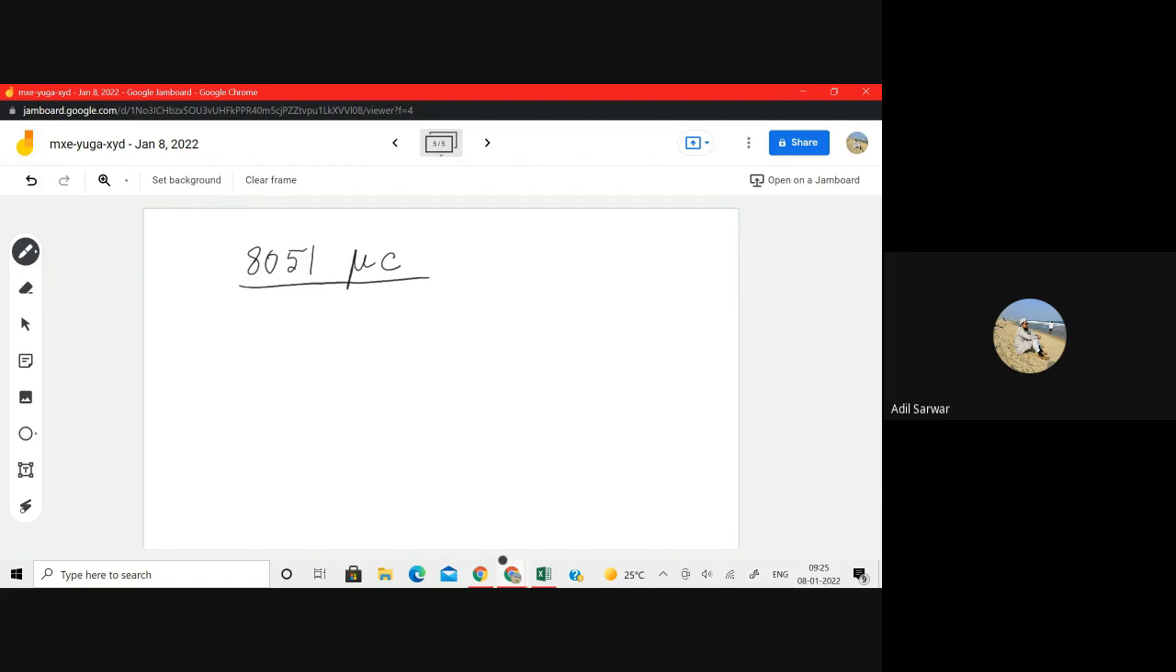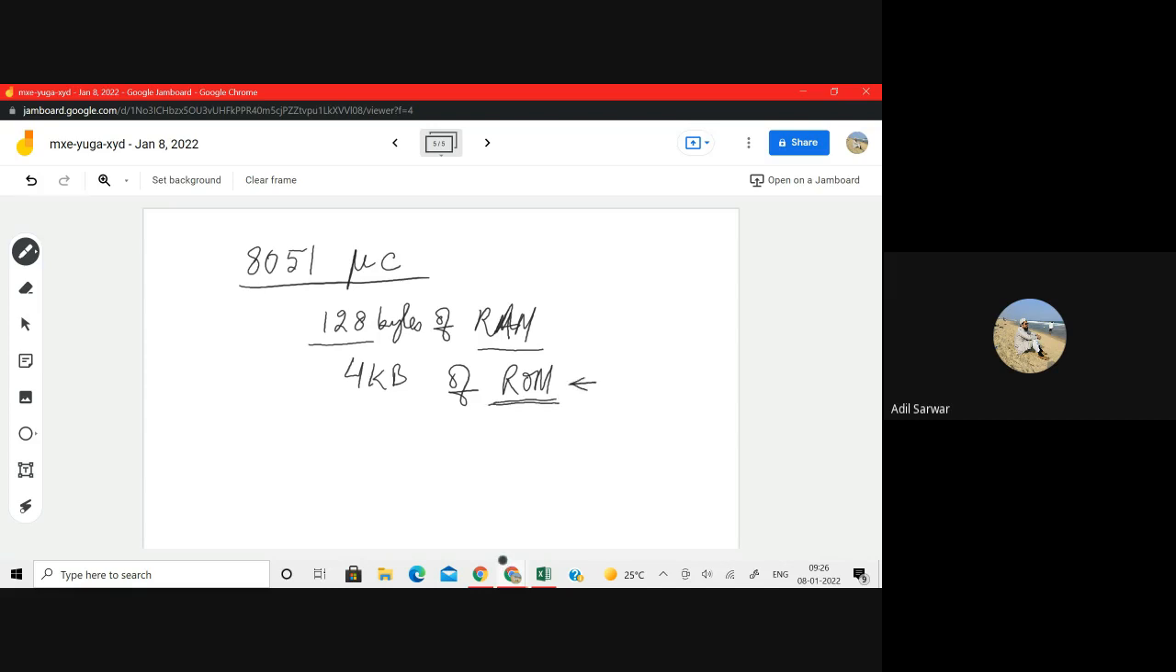If I talk about the 8051 microcontroller, it has got 128 bytes of RAM and 4 kilobytes of ROM. So just see the numbers. It's quite important. So, 128 bytes of RAM. What is RAM and ROM? I hope you know this.